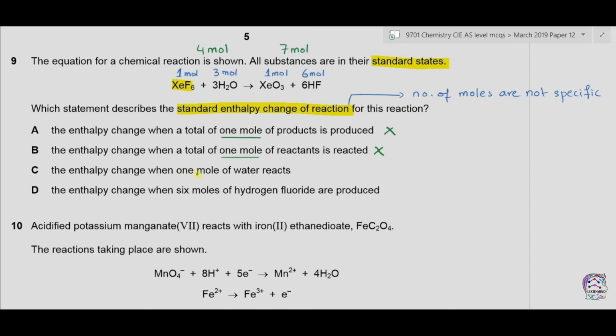C. The enthalpy change when 1 mole of water reacts. In this equation we can see 3 moles of water is being reacted, so this is also incorrect. D. The enthalpy change when 6 moles of hydrogen fluoride are produced. So in this chemical equation we can see that 6 moles of HF are being produced, so therefore this corresponds to this chemical equation. So the answer is D.